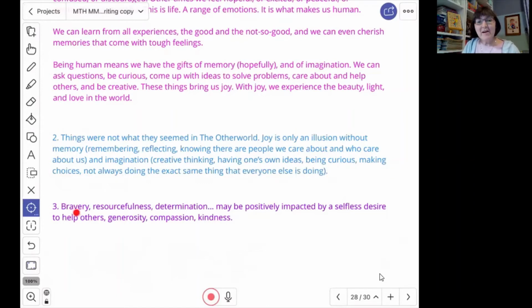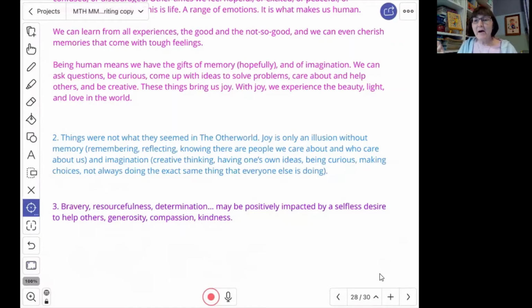The third thing I thought about was that bravery, resourcefulness, determination, these may be positively impacted by a selfless desire to help others, generosity, compassion, and kindness. There's a lot of big words in there, but I was thinking about how Annie was very brave. She was also very resourceful.